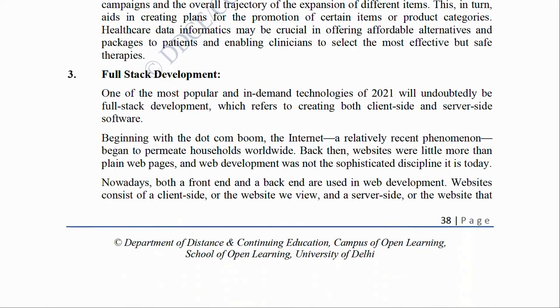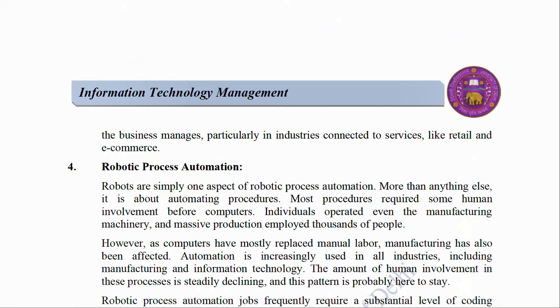Point number three, full stack development. One of the most popular and in-demand technologies of 2021 will undoubtedly be full stack development, which refers to creating both client-side and server-side software. Beginning with the dot-com boom, the internet, a relatively recent phenomenon, began to permeate households worldwide. Back then, websites were little more than plain web pages, and web development was not the sophisticated discipline it is today. Nowadays, both a front-end and a back-end are used in web development. A website consists of a client-side, or the website we view, and a server-side, or the website that the business manages, particularly in industries connected to services like retail and e-commerce.